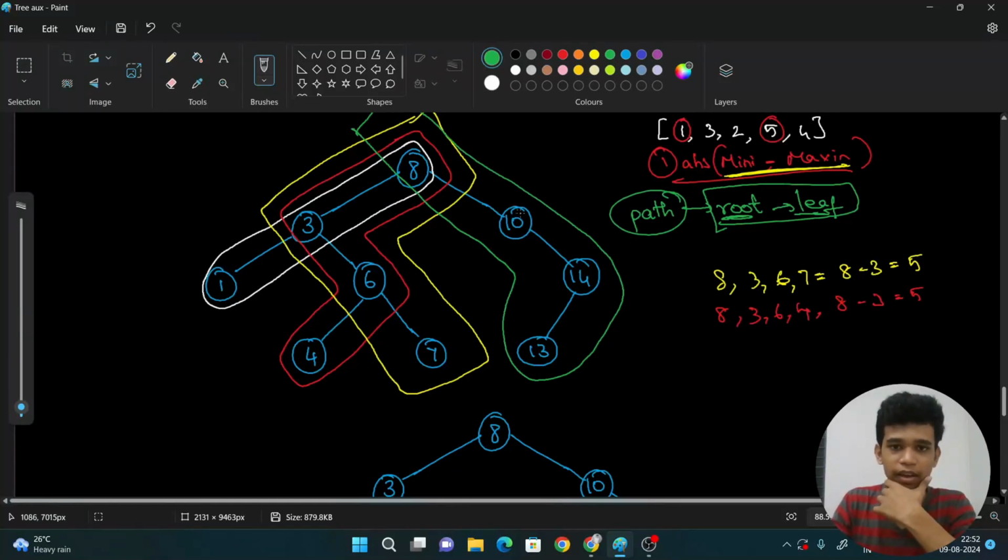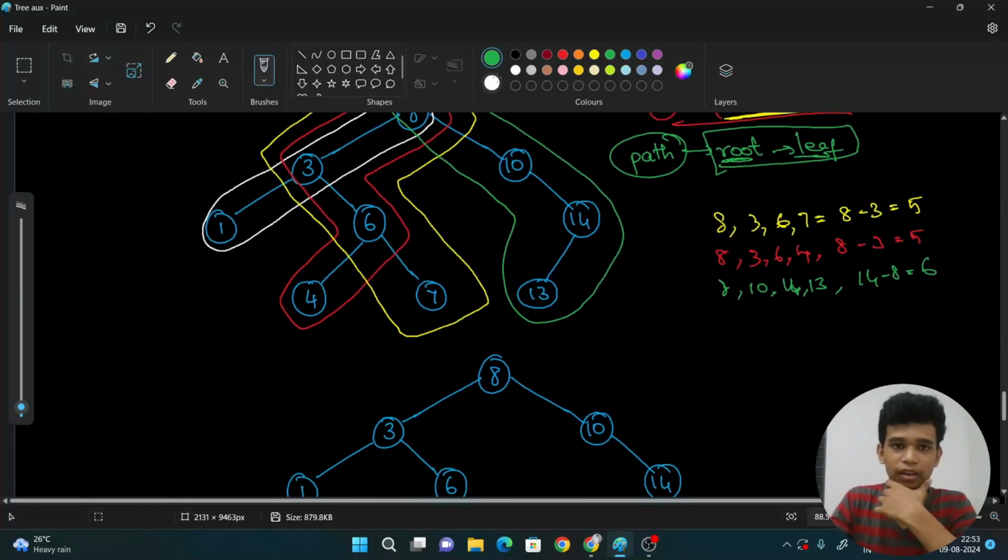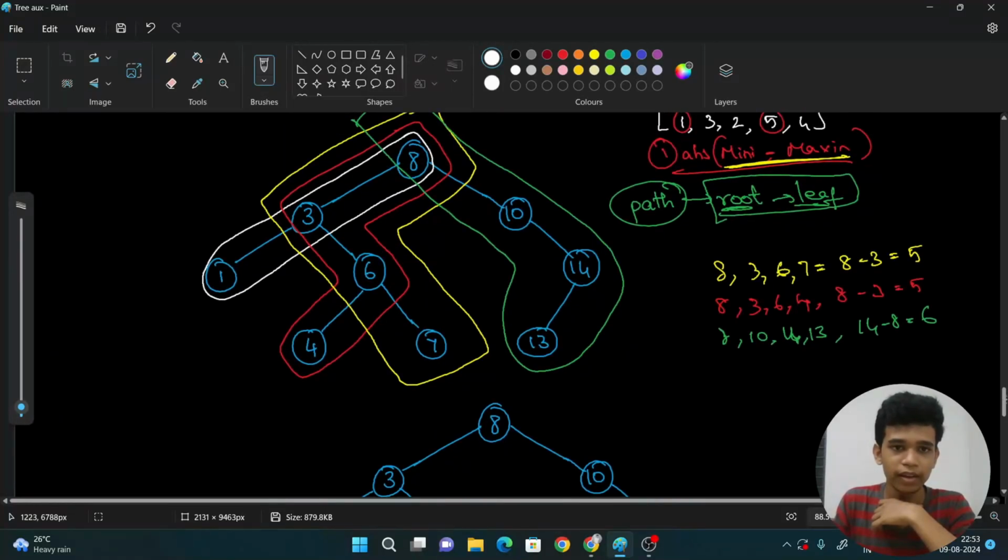Take the path 8, 10, 14, 13. Among this 8, 10, 14, 13, the maximum value is 14 and the minimum value is 8. So it will be 6. Now at last, the white color path. In the white color path, what is the value? It is 8, 3, 1, which is 8 minus 1, equal to 7. So these are all the possible differences we can make, right?